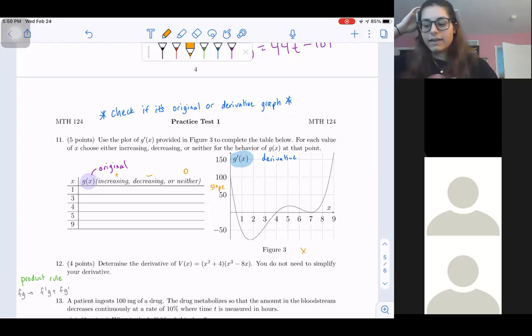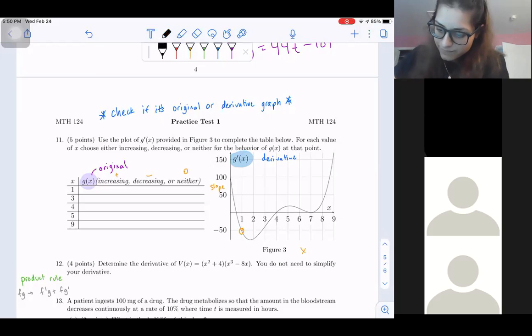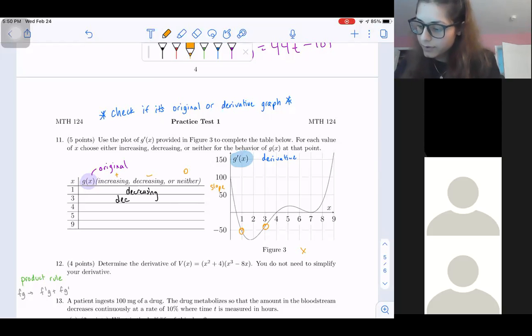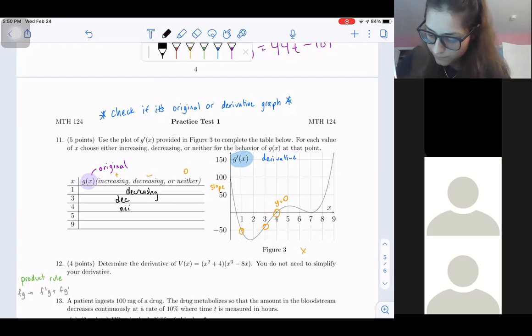Okay, so when we look at x equals 1, we see that we have the point here, y is about -50. So our slope is negative. The slope of g of x is negative, which means that it's decreasing. At x equals 3, again, our slope is negative, so it's also decreasing. At x equals 4, y is 0, right? So that means it's not increasing, it's not decreasing. Our slope is exactly 0. Neither.